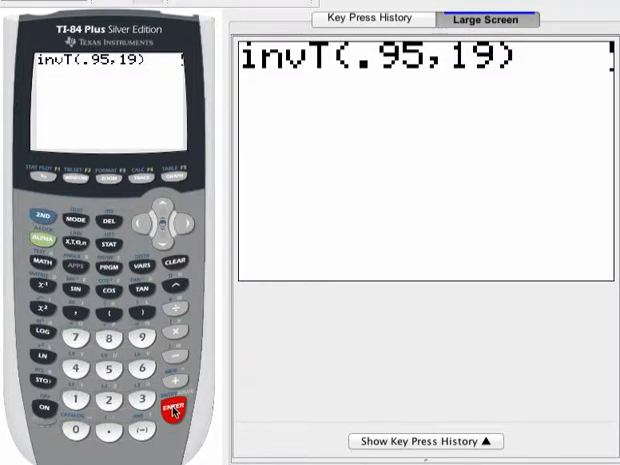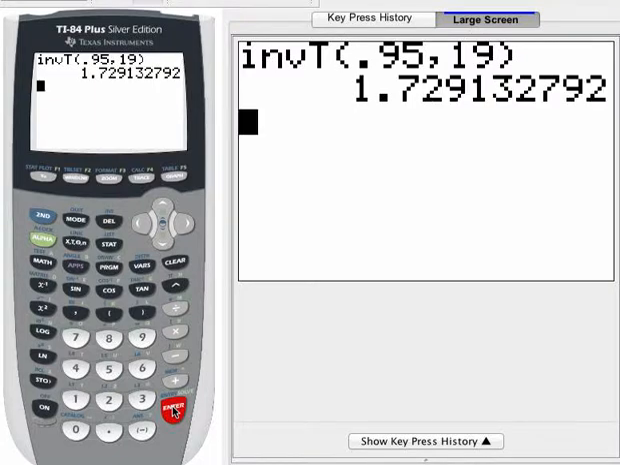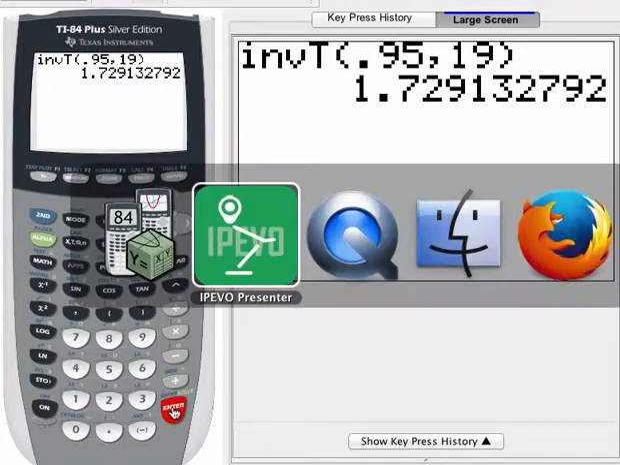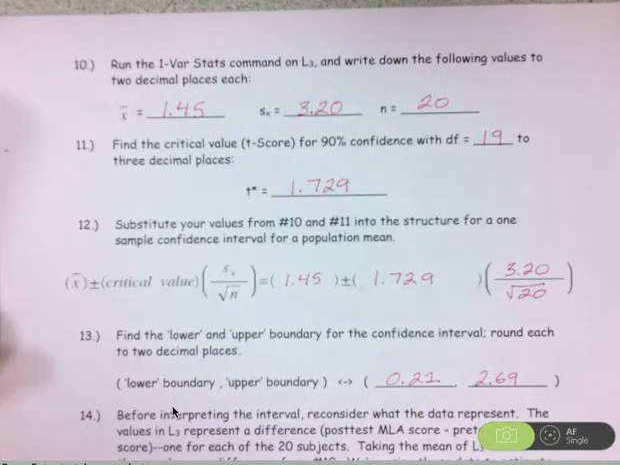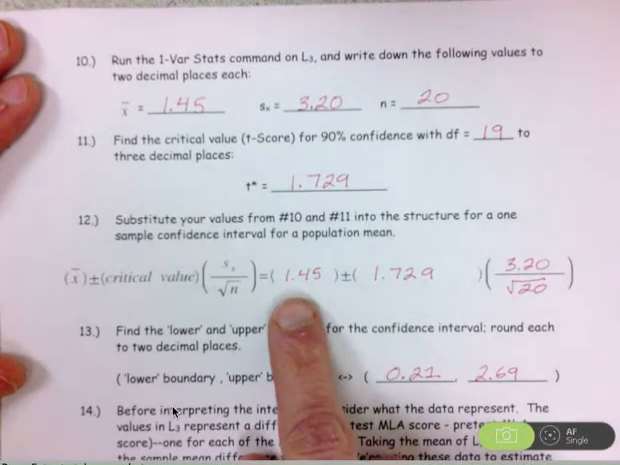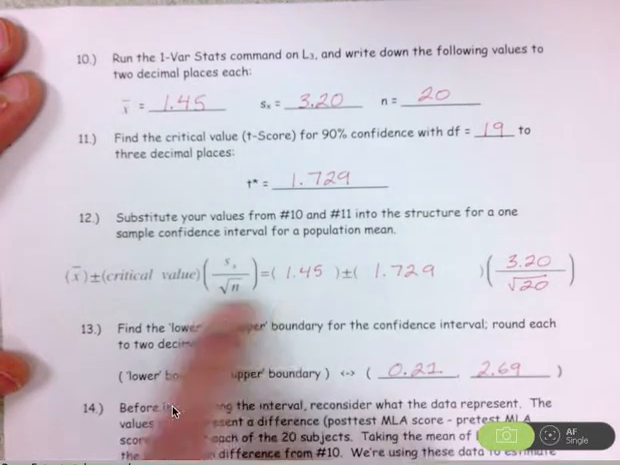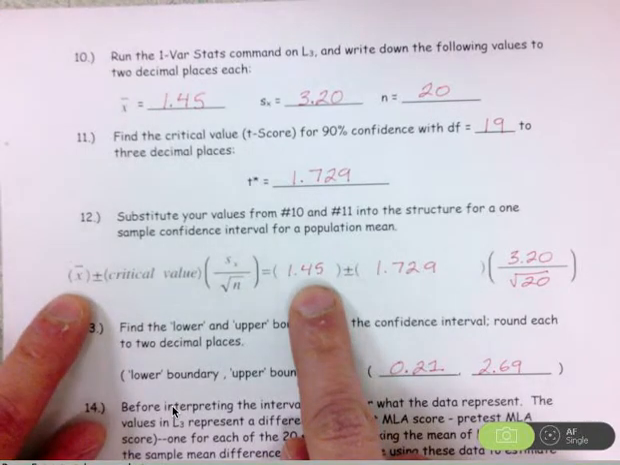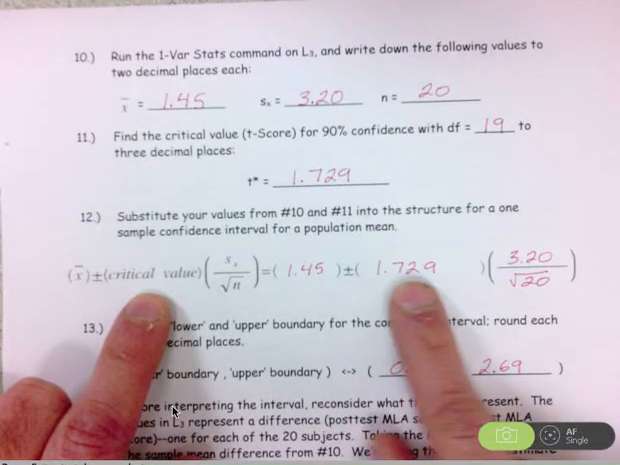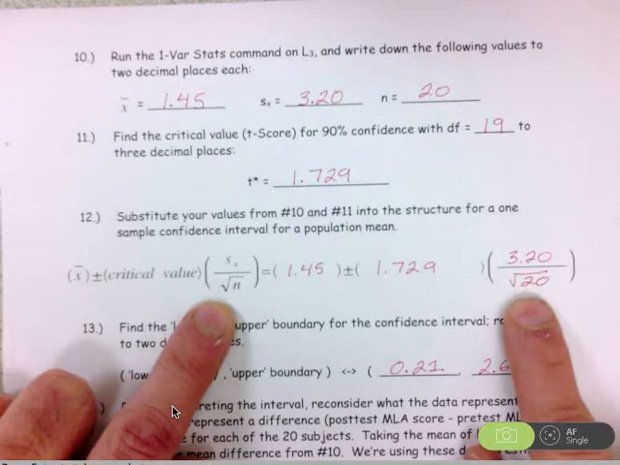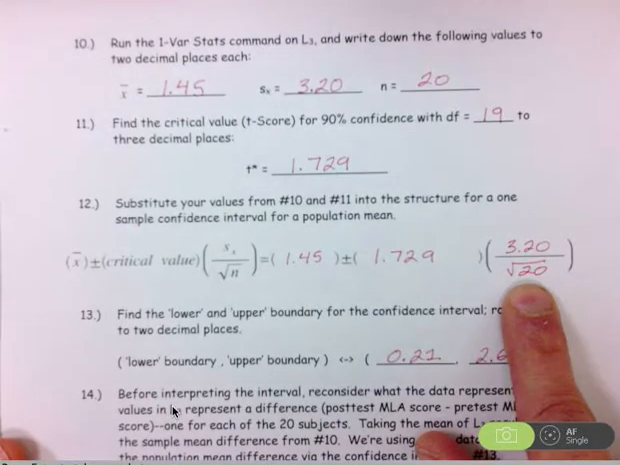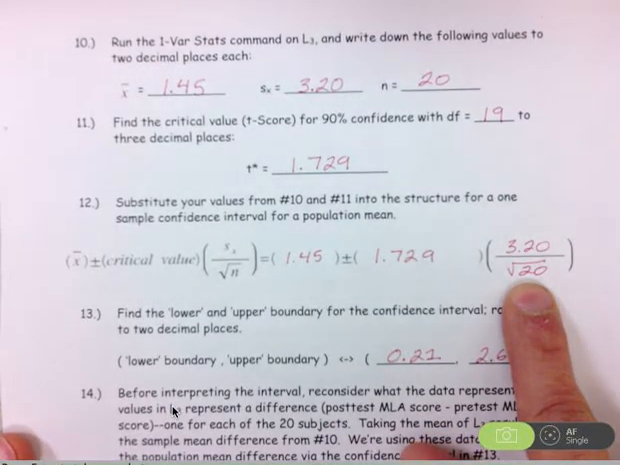1.729 looks good. Hopefully your calculator is faster than this emulator here. So setting up then the confidence interval, our mean difference is 1.45. There's the critical value. There's the sample standard deviation divided by the square root of 20. Don't divide by the square root of 19. Use the square root of 20.